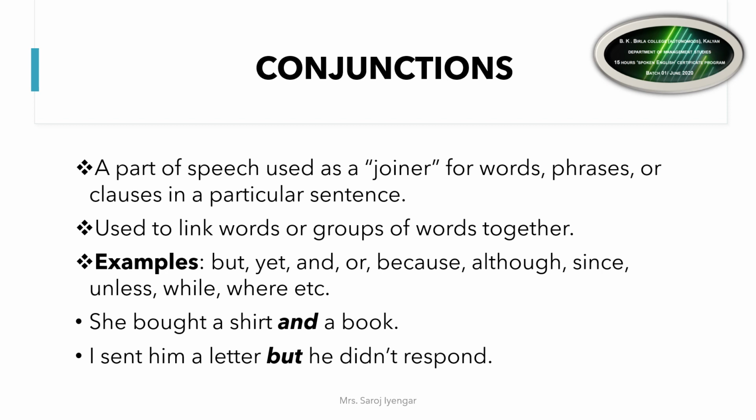Now, let us take a further example: she bought a shirt and a book. Had there been no conjunction, I would have to say she bought a shirt, she bought a book. Right? So when 'and' is used here, it becomes easy to join these two sentences together. I sent him a letter, he did not respond. So, when I have used 'but', it is: I sent him a letter, but he did not respond.